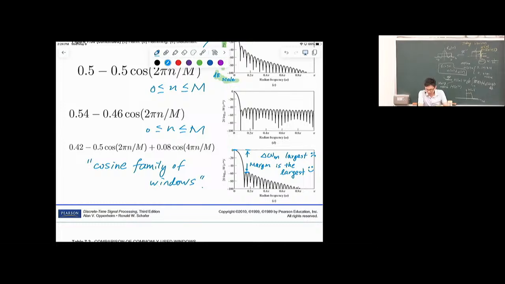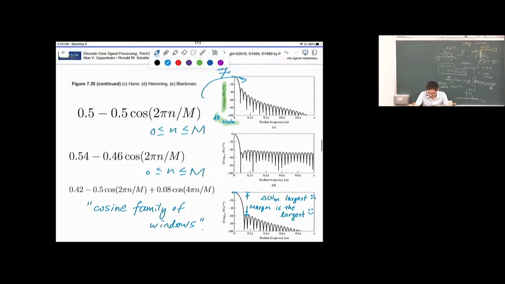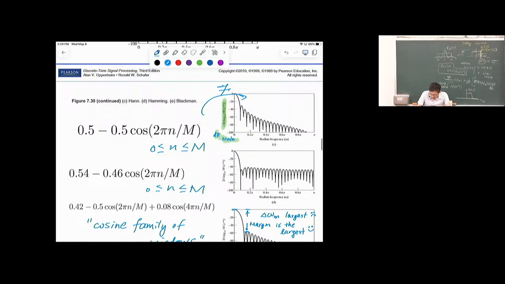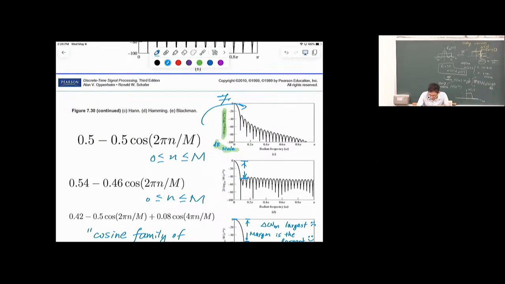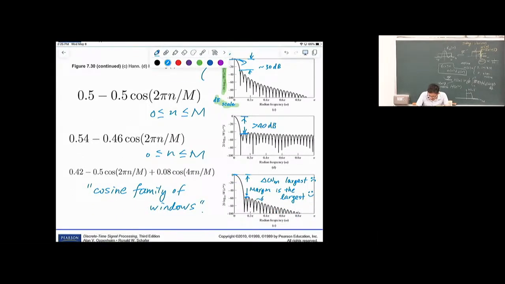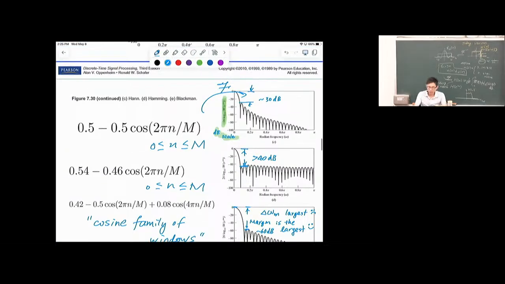But how about now comparing these 2 windows? As far as the side lobe suppression ratio is concerned, Hamming is better than Han. For the Han window, the side lobe suppression ratio is around 30 dB, and here it is more than 40 dB. Here, this margin is 60 dB. You can also compare the first side lobe, the highest side lobe, and in terms of that, Hamming is better than Han. But then there's also some sort of trade-off.